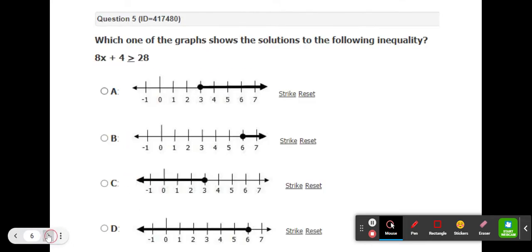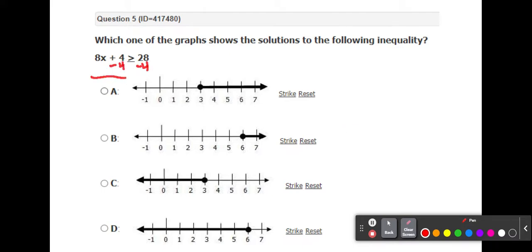All right, number 5. So we're going to get rid of this plus 4 first. Subtract 4 on both sides, so that's going to leave me with 8x is greater than or equal to 24.